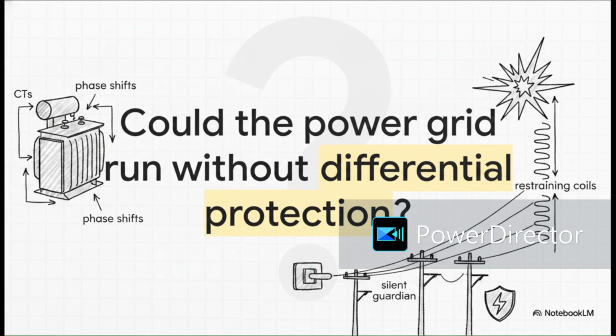Which leaves us with this final thought. Without this incredibly delicate, hidden balance, inverse CTs perfectly canceling out physical phase shifts, and restraining coils intelligently buffering normal inrush while yielding to catastrophic faults, would our modern, complex power grid even be able to function? The answer is a resounding no.